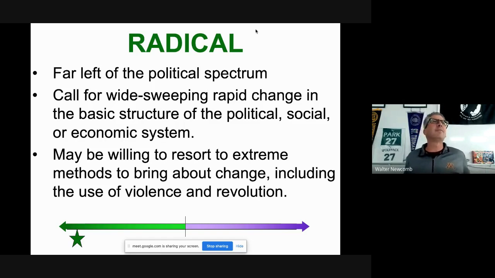So can someone give me a name of a group or organization that could be considered radical? Put that in the chat or verbalize it. Give me a group that might be considered radical.